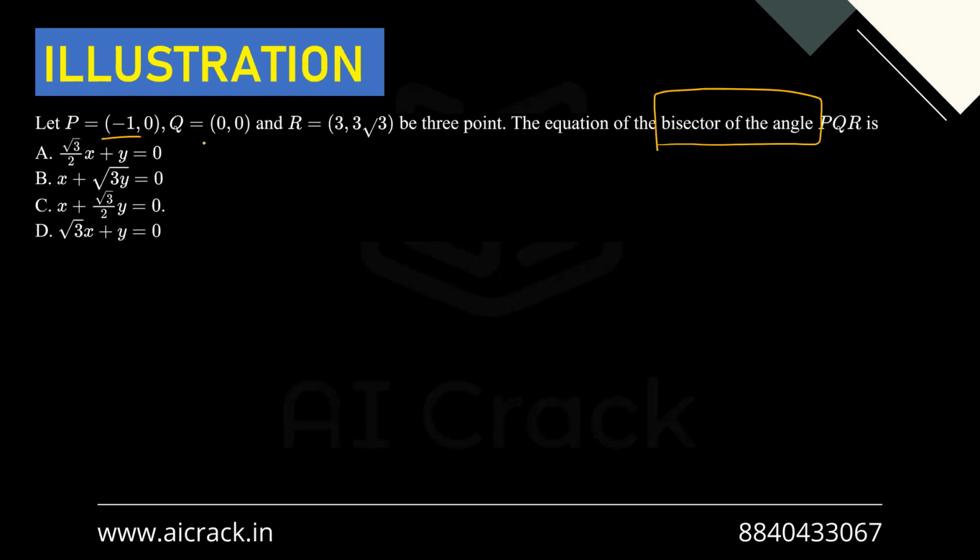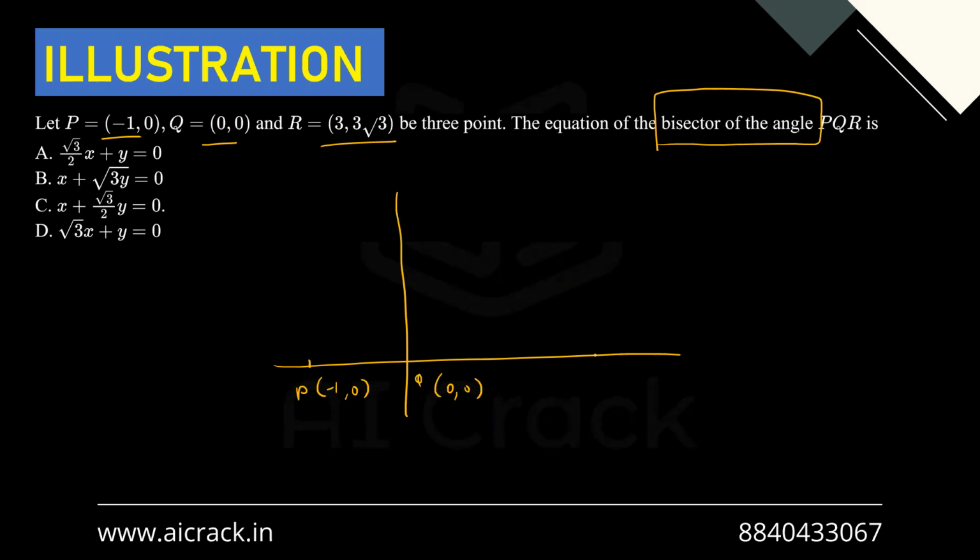But since we have been given very standard points over here, minus 1, 0; 0, 0; 3, 3 root 3, the first thought process, even after looking at the equation of angle bisector, should be to plot the points and see what can be done with the given information. So this is our point P, (minus 1, 0). This is our point Q, that is (0, 0). And this is our point R, that is (3, 3 root 3). Now this is basically an obtuse triangle, right?